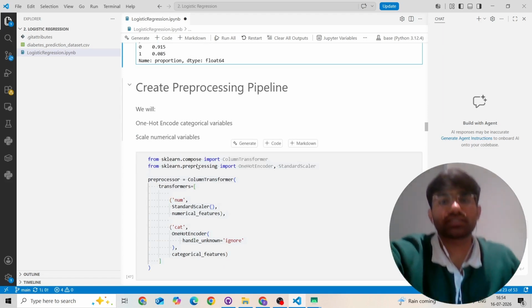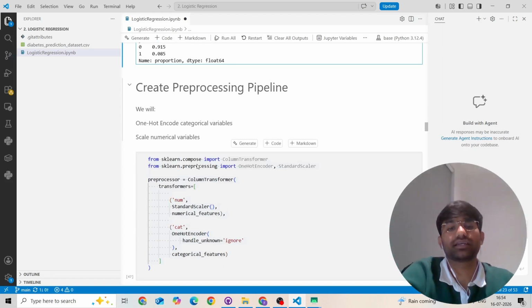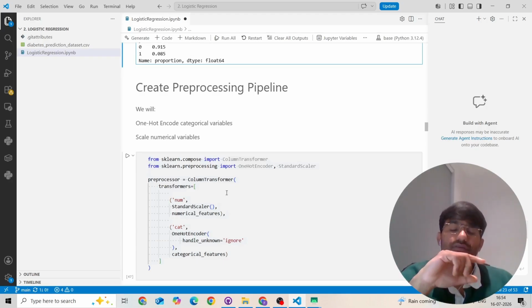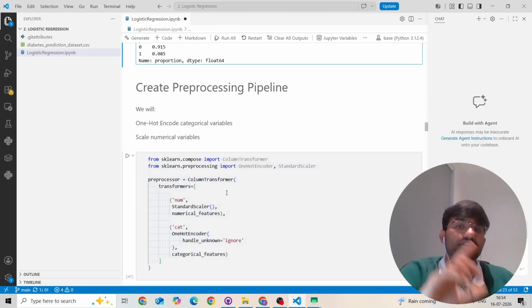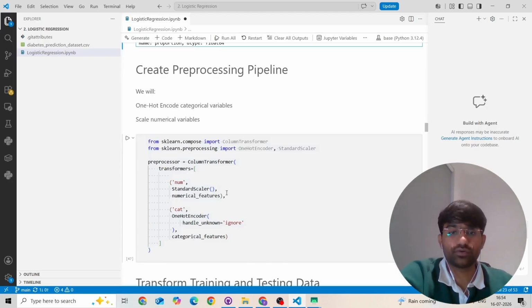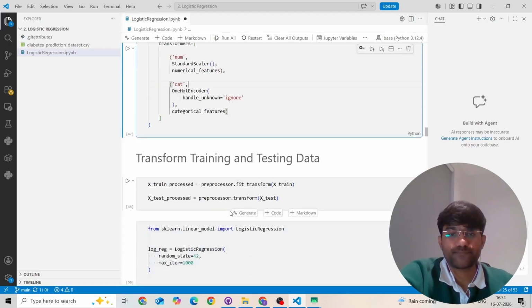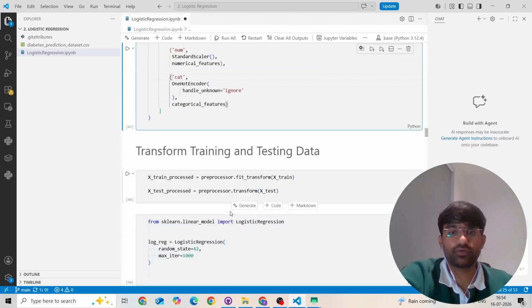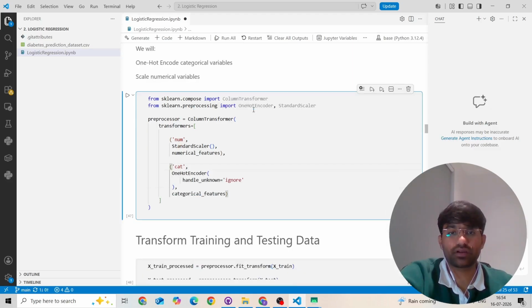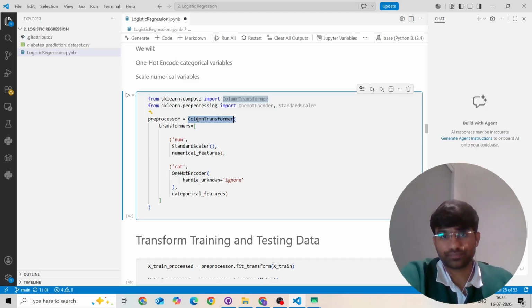Once after splitting the data, now I want to make the transformation. I have imbalanced data, so I have to handle it, and I also want to convert the categorical features into numerical features, which I will do only on my training data. I have written a simple program here. Column transformer is used to apply multiple preprocessing techniques on multiple columns.